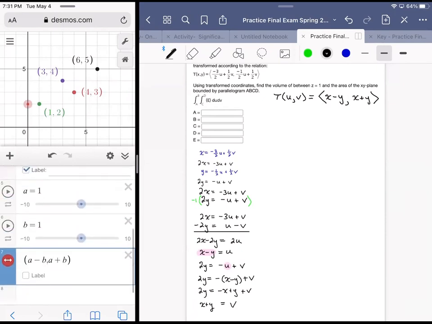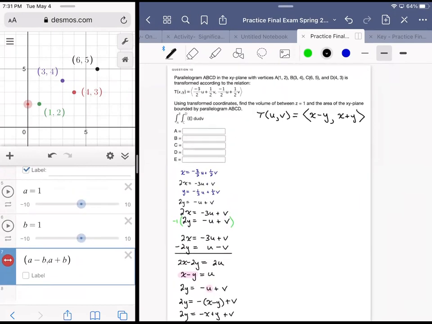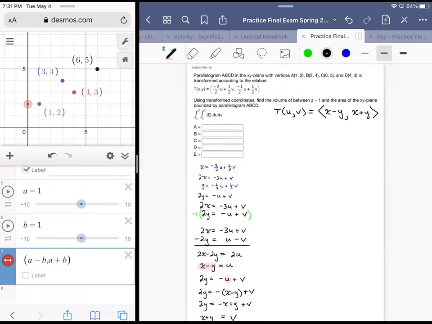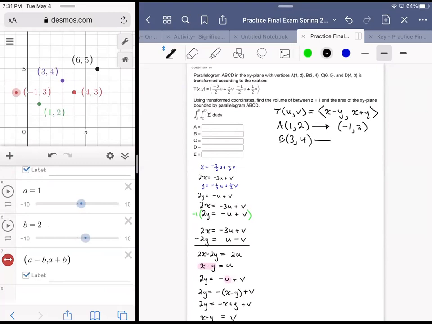So now when I want to create the transformation, if I'm evaluating when the coordinate is 1, 2, the x value is 1, the y value is 2, right? I now have a transform coordinate, which is -1, 3. 3, 4. I mean, it's easy enough to do by hand also, obviously. I'm just showing you how, if the numbers were kind of funky, you could do it on Desmos, right?